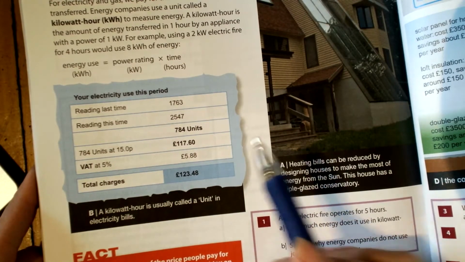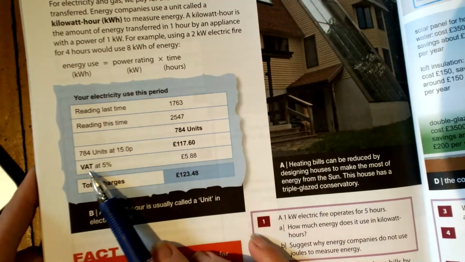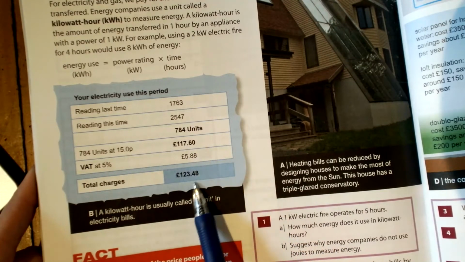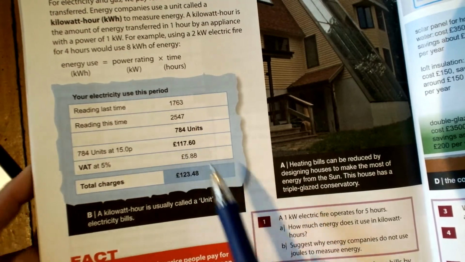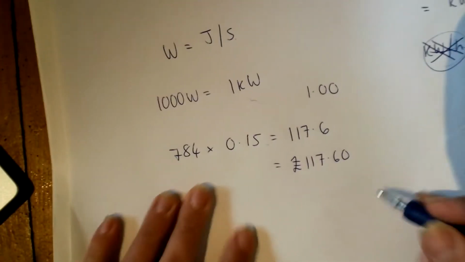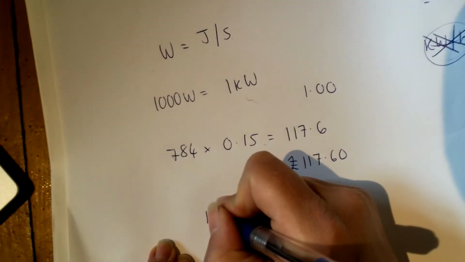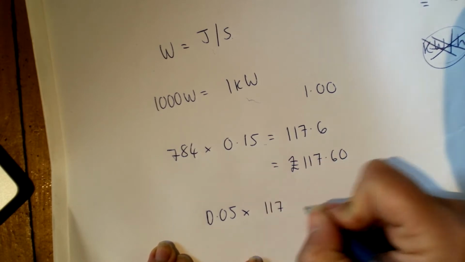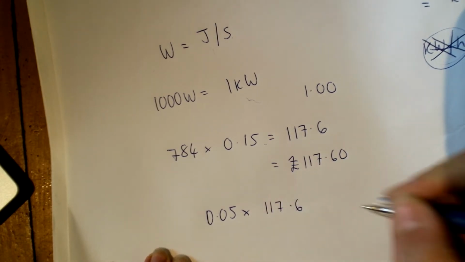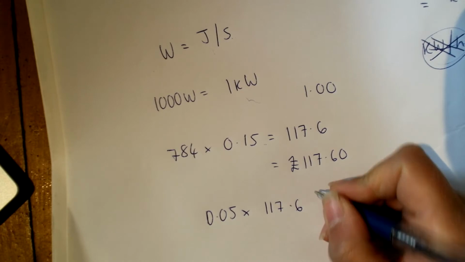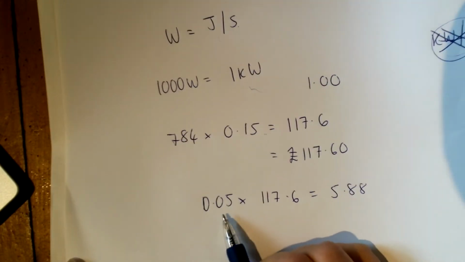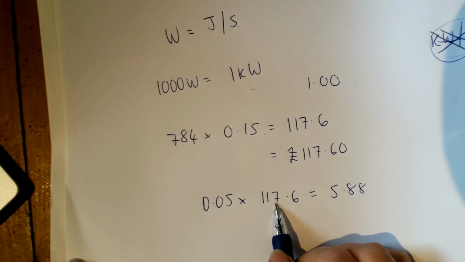Now what they've done here as well is they've added something called VAT at 5%, which you have to pay on these things. So they've worked out 5% of this and then added that on. You can work out 5% in two ways. You can either do 0.05 times by 117.6, which will equal 5.88. So that's one way of working out 5% of this.